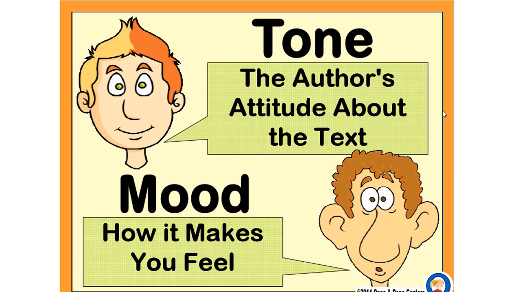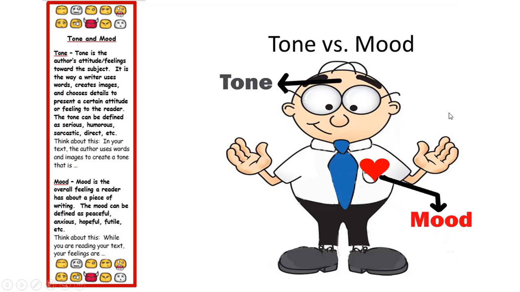Again, the tone is the author's attitude about the text, which affects our mood and how it makes you feel. Tone versus mood. Tone is coming from the author's head, what he wants you to think, or what he is feeling or thinking about the topic or the story, and then it puts you in an overall feeling, which is creating that mood about the piece of writing. It might be peaceful, anxious, hopeful.